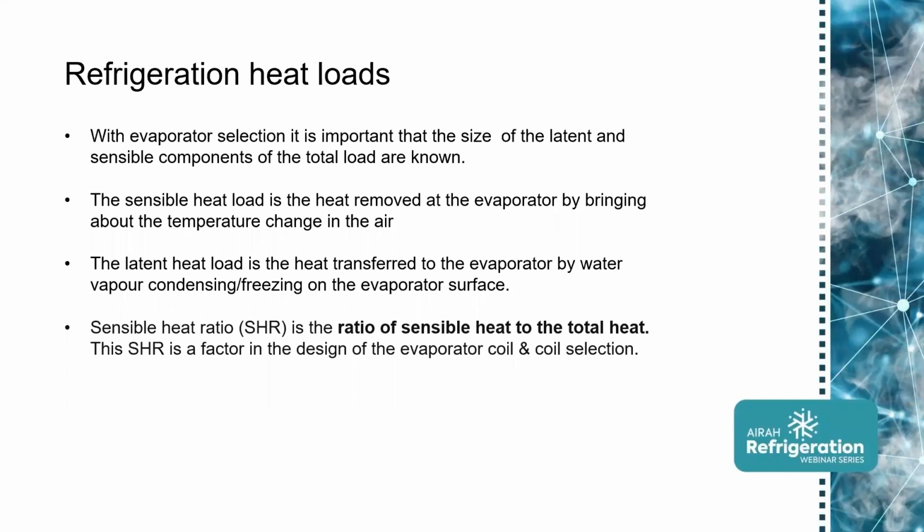Now, with the evaporator selections to be installed in the cool rooms or freezers, it's important that the size of the latent and sensible components of the total load are known, because the cooling capacity of the evaporator consists of two components, the latent component and the sensible component. And just recall the definition of sensible heat. Sensible heat is heat transfer involving temperature change.